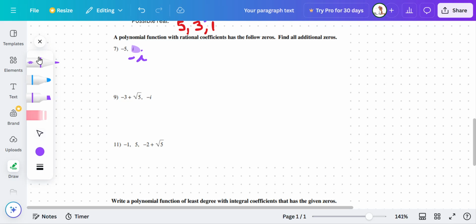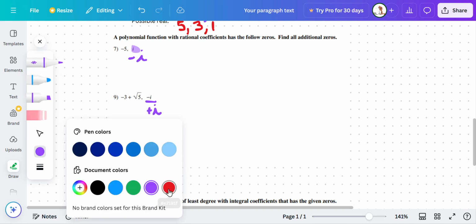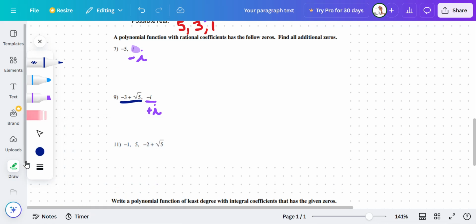Same thing here, we've got 2 roots. We have this imaginary root. It's going to have a partner, a positive I, or just I. We also are going to have another partner, so this one we'll do that in, I don't know, dark blue. This guy also has a conjugate pair. So this came from us square rooting. We did negative 3 plus or minus root 5. So we also have negative 3 plus root 5.